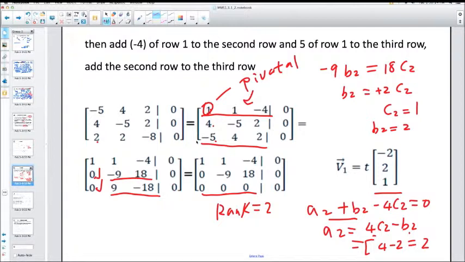1, 2, 3. C2 equal 1, B2 equal negative 2. I think this is 2 then. So your eigenvector is 2, 2, 1.